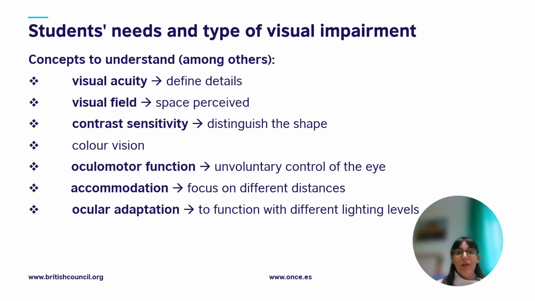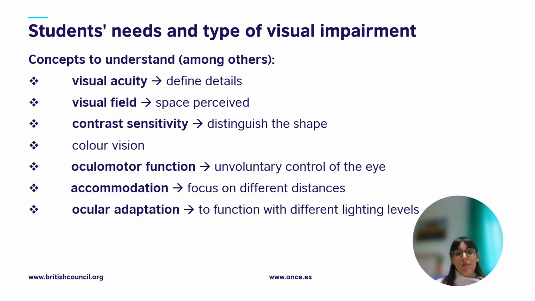This is something very common in our students. Visually impaired students tend to move the head in order to accommodate the portion of the eye that allows them to see properly. Then we've got contrast sensitivity, which helps you to distinguish the shape from the background. Color vision, this ability helps you to distinguish the different grading of colors.